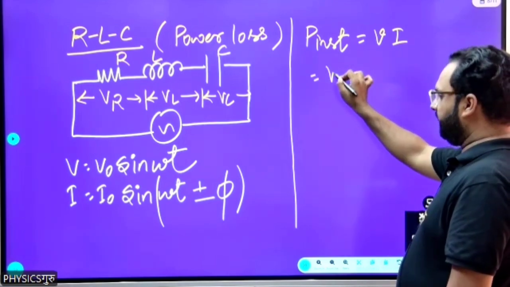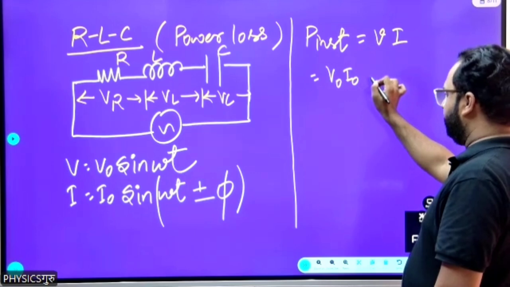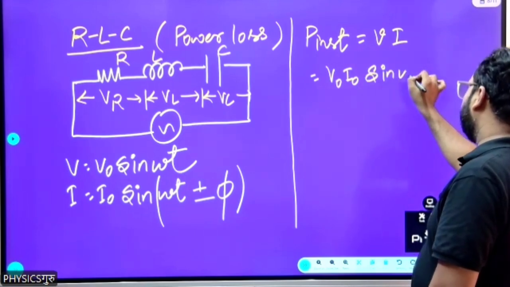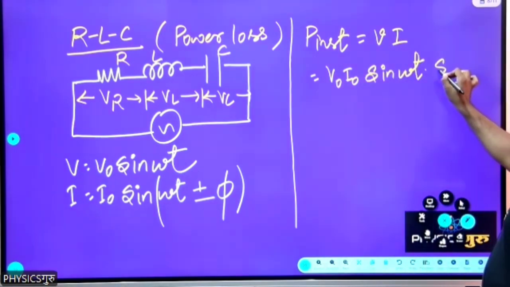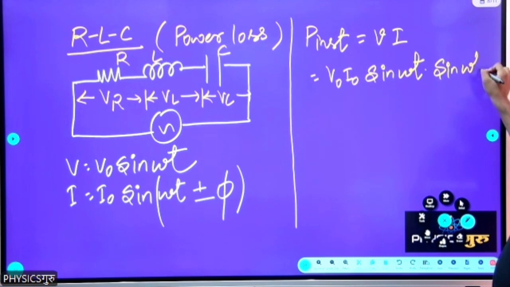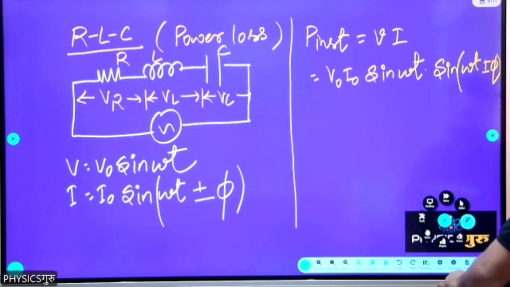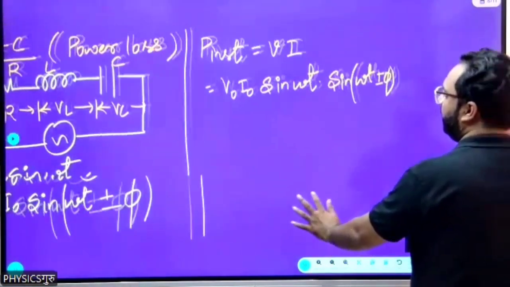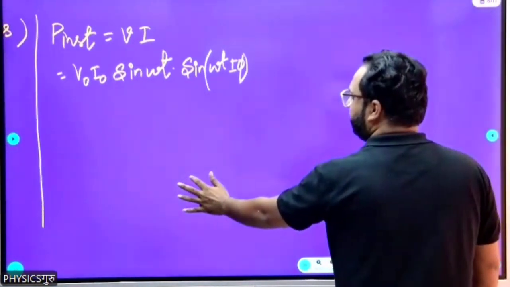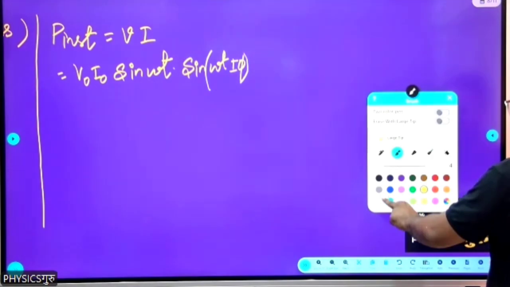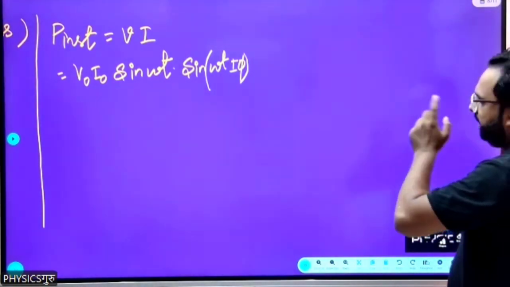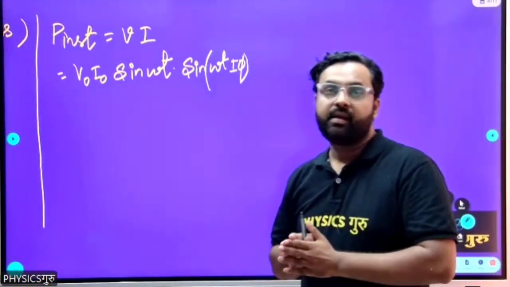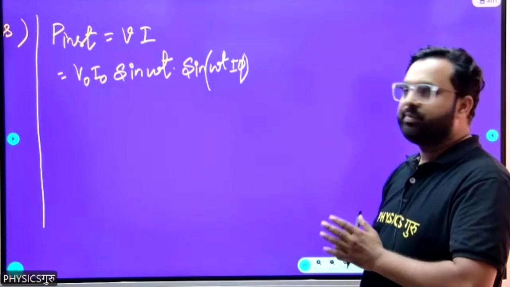So we can write the formula as V naught I naught sine omega t into sine of omega t plus minus phi. Now next, we need to solve this expression: V naught I naught sine omega t into sine omega t plus minus phi. Now, how to solve such type of expression?